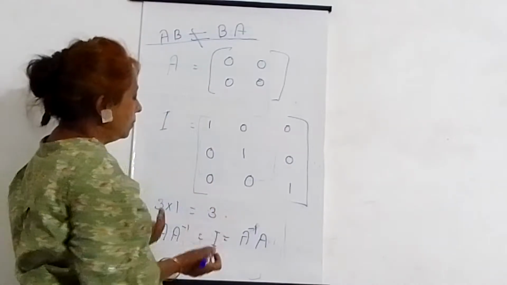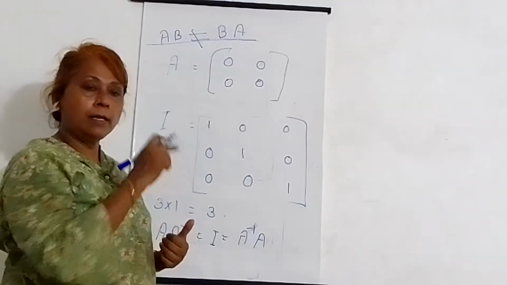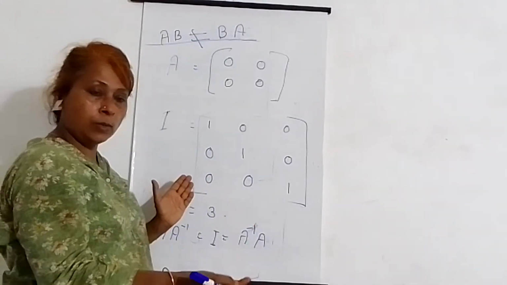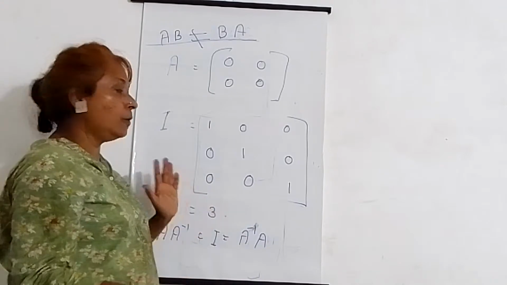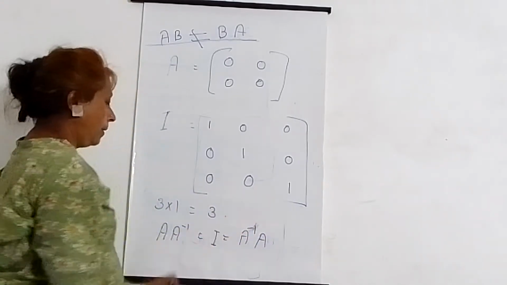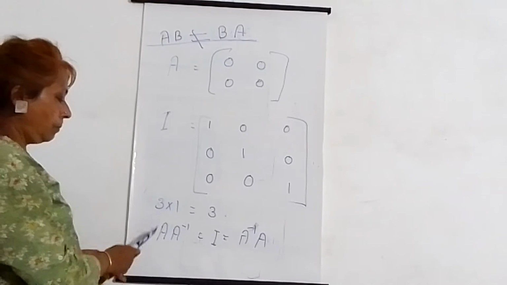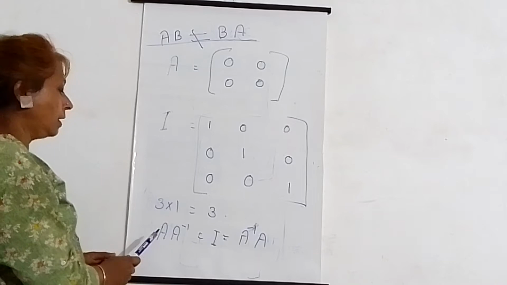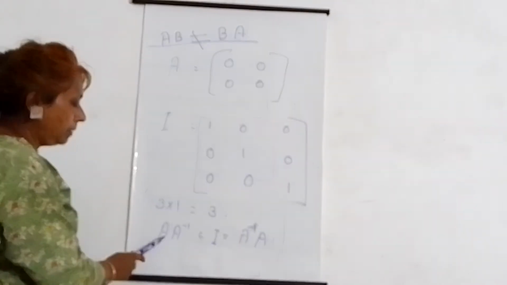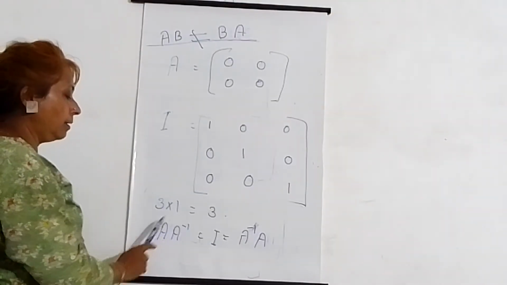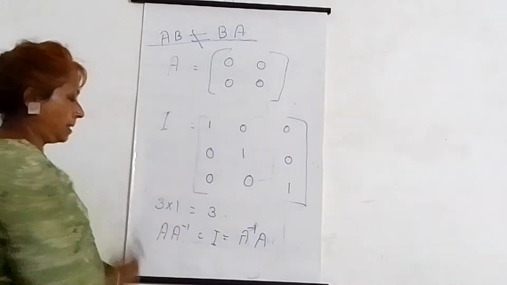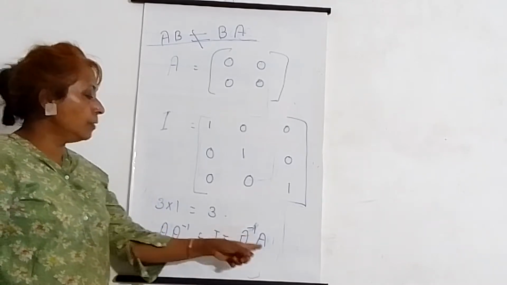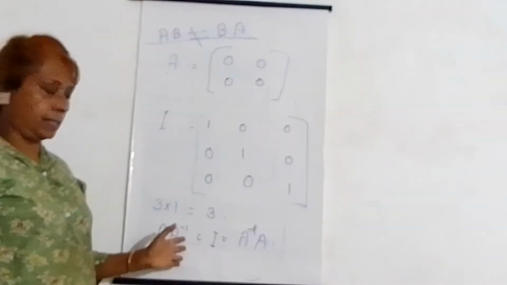See, to be eligible for multiplication, the number of columns in the first matrix must be equal to the number of rows in the second matrix. Then only we can multiply it. That is why I say the order of matrix is also important. Yes, if an inverse exists for the given matrix, then when we multiply A into A inverse, what we are going to get is a unit matrix like this. And in this case, it is also same. A inverse into A will also give I itself.